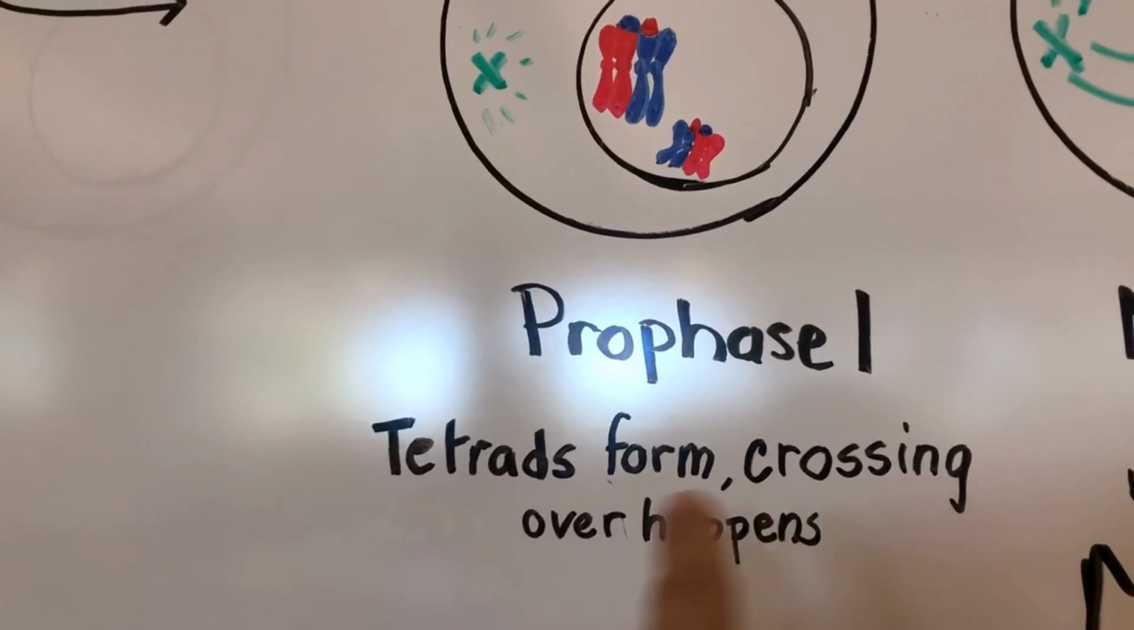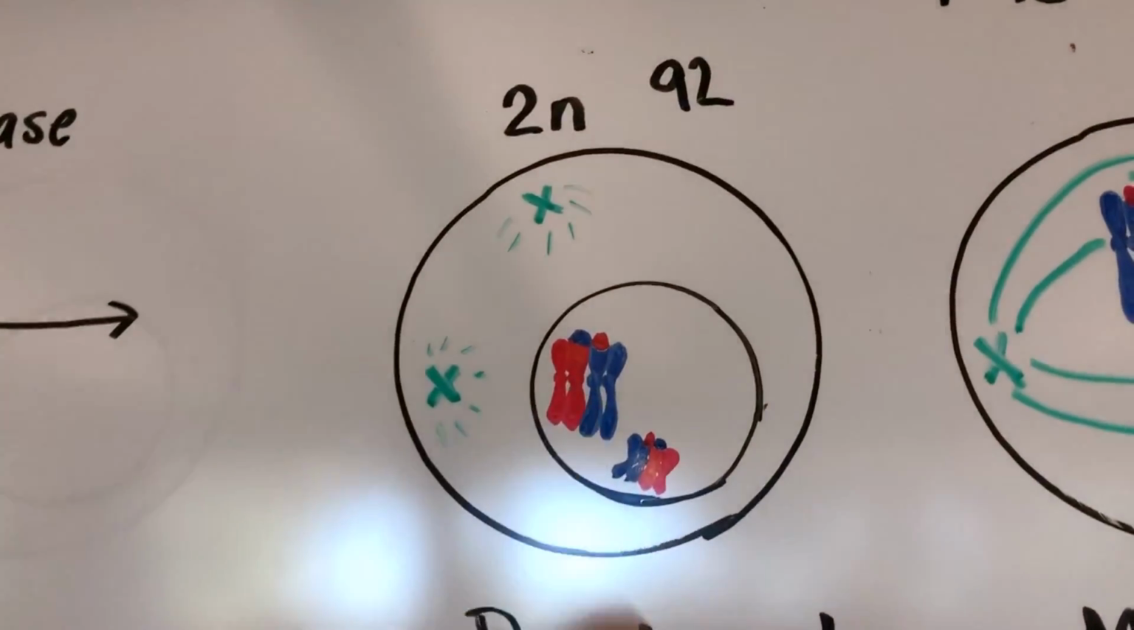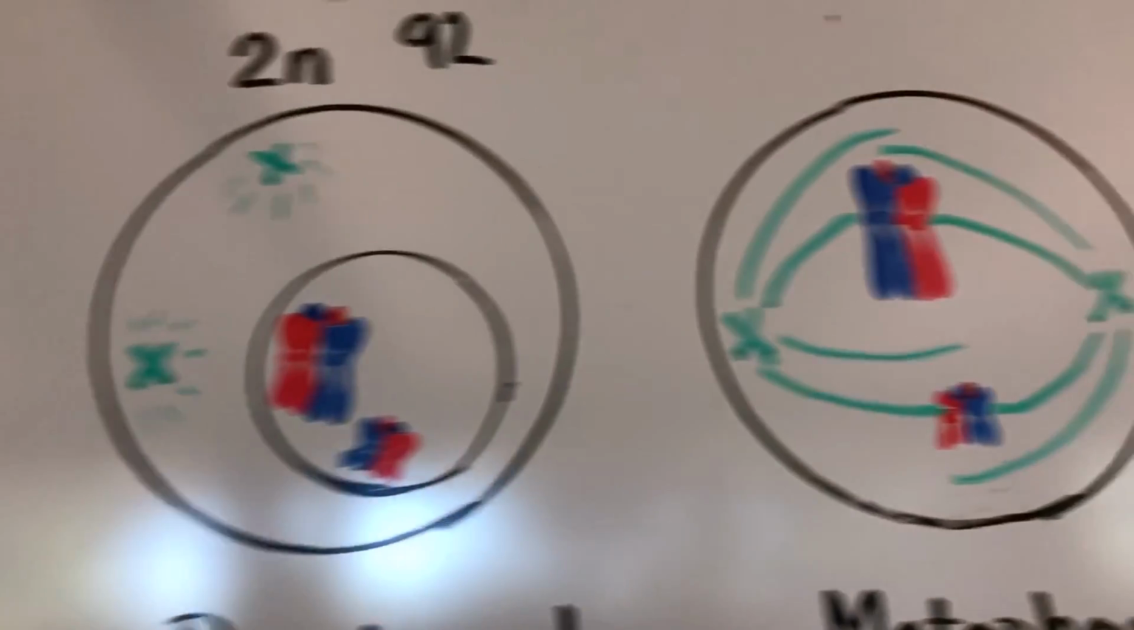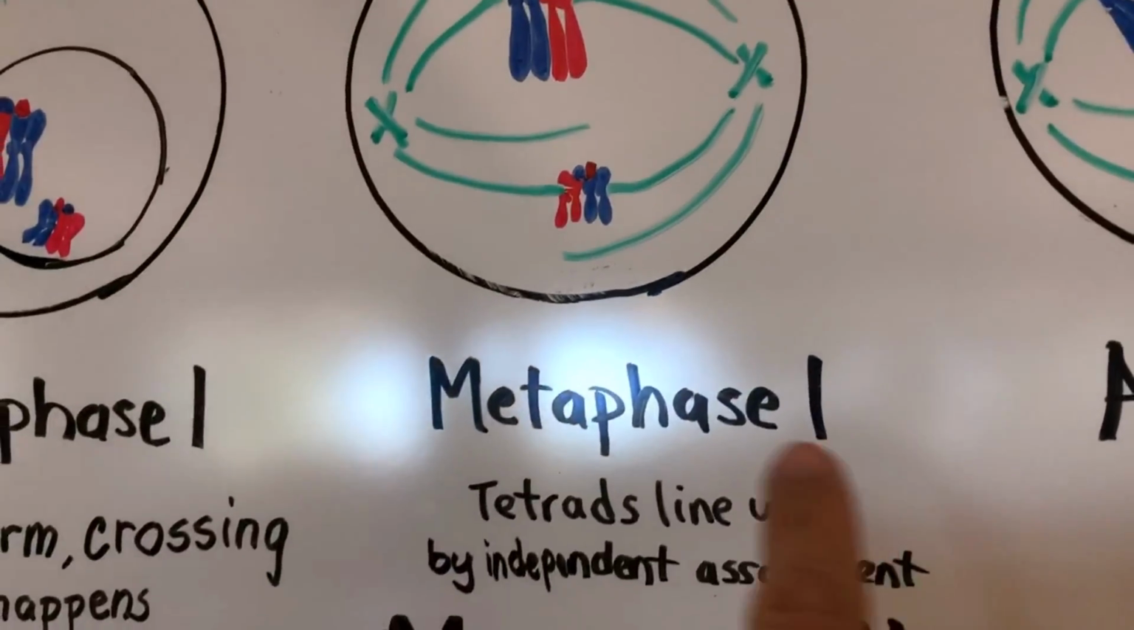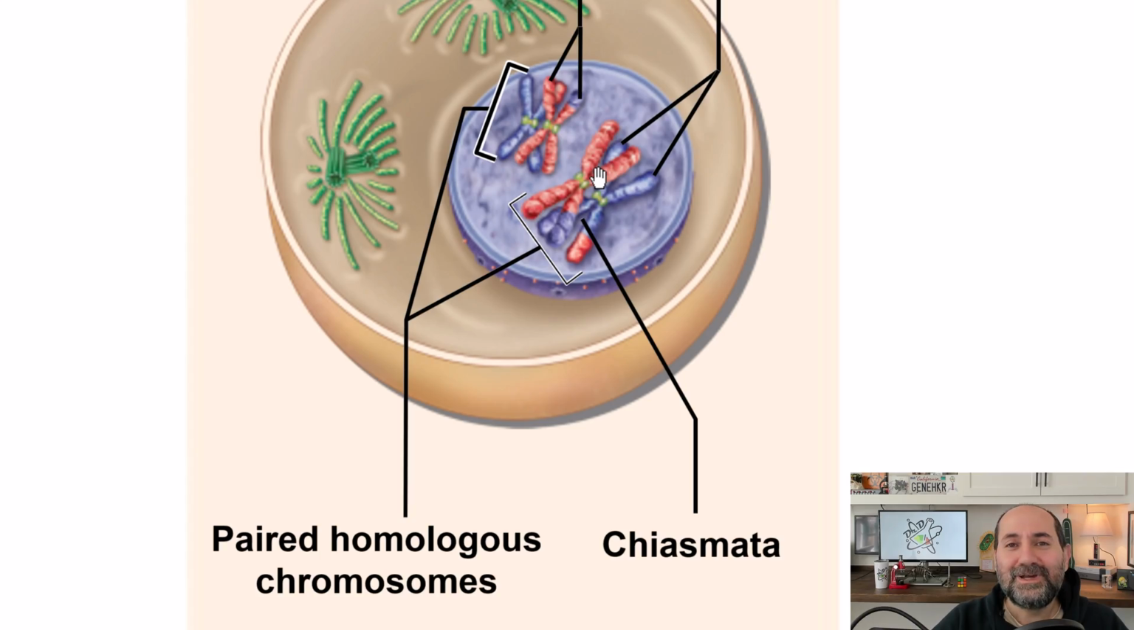Tetrads formed, crossing over happened, okay? And crossing over increased genetic variability. We're now ready for metaphase I. So welcome back from the board. I hope you noticed that at prophase I of meiosis, some strange stuff is happening with the chromosomes.